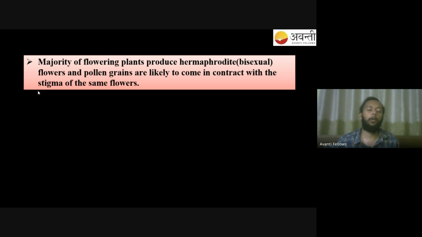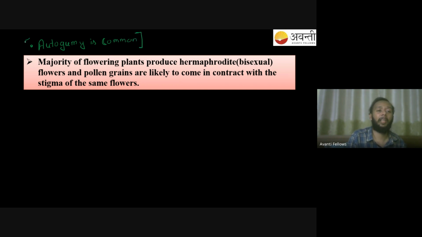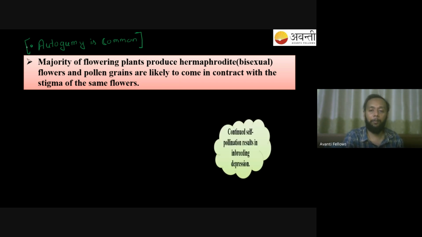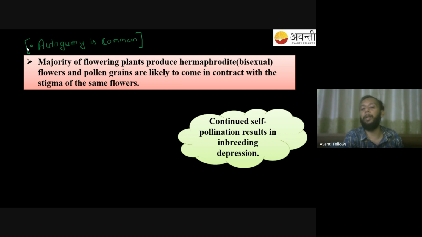So there are always going to be more chances of autogamy happening here. Your flowers will be bisexual, and if you have a bisexual flower, there are always chances of autogamy. So autogamy is very common. But there is a problem here. If a plant undergoes autogamy all the time, that will decrease the reproductive capacity of the plant, and that is called inbreeding depression.